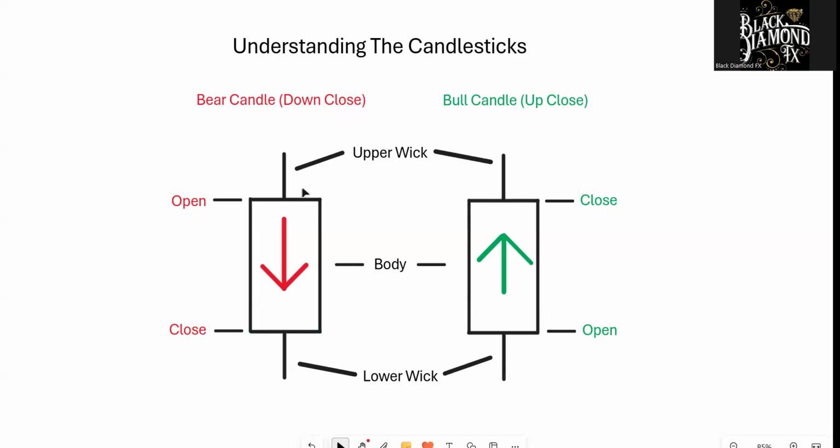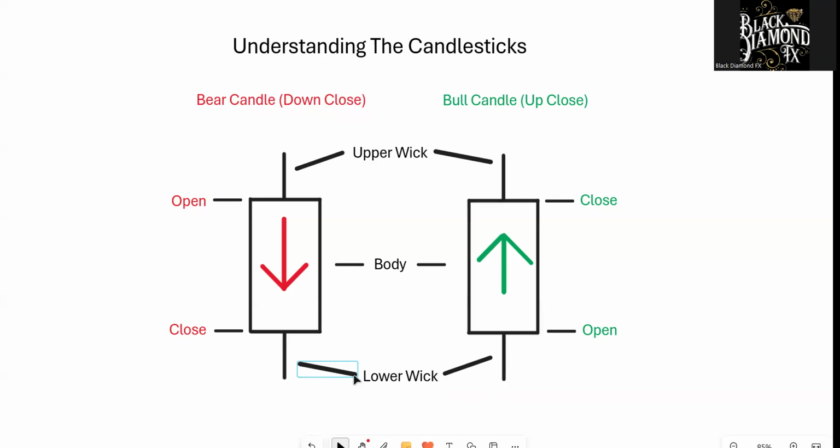You also have the upper wicks. The upper wicks signify the highest that price went within whatever time frame you're on. Once again, if we're on a 15-minute time frame, that upper wick shows the highest that price went in that 15-minute time frame. All right. On the reversal side of that, the lower wick shows the lowest that price went within that 15-minute time frame.